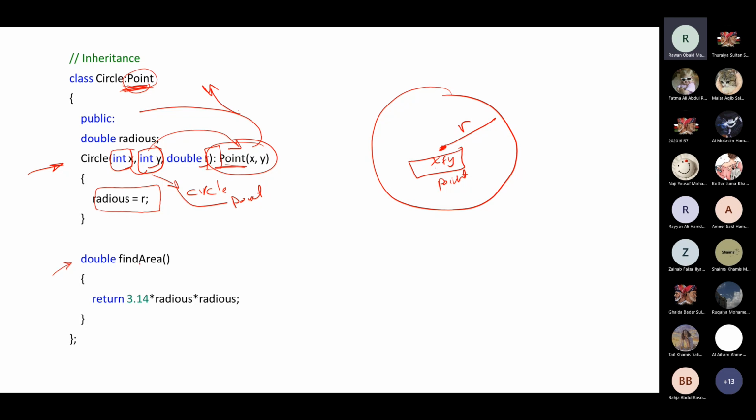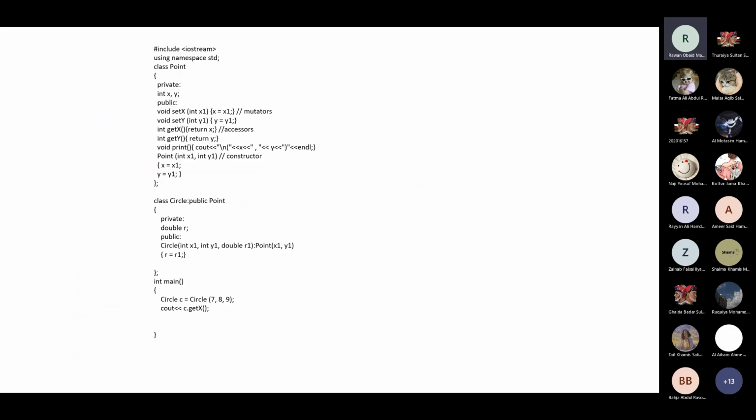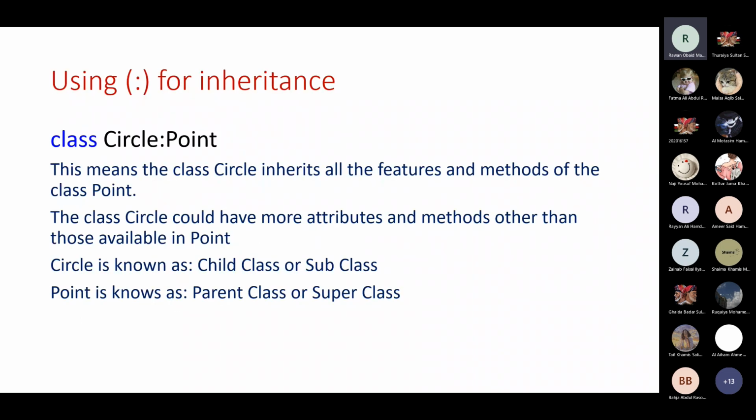another function or method, which is find the area, which is pi r square. If you have more methods, you can use them. This is the code that you can use. So this is used for inheritance. Now this is just clarification. This colon is used for inheritance, just like this.